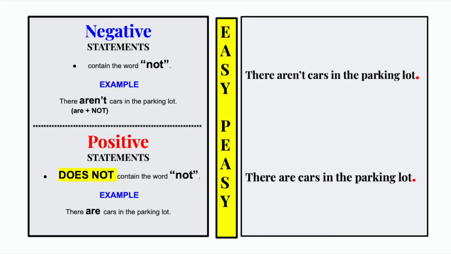The second thing that we need to look at is, is the statement negative or is the statement positive? A negative statement contains the word not. For example, there aren't cars in the parking lot. Aren't is a contraction that uses the verb are with not. Anytime the word not appears in a sentence, it is a negative statement. So conversely, if the sentence does not contain the word not, it is a positive statement.